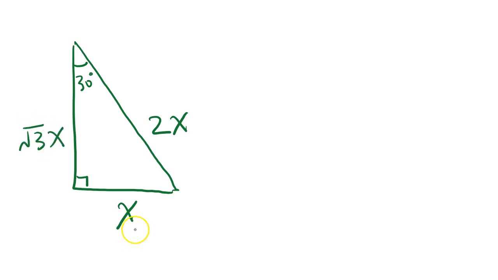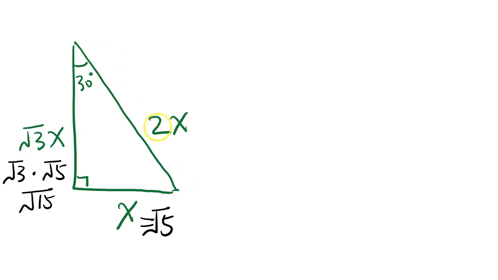So now let's try something very similar to the last problem. Let's say that we are given x is square root of 5. So what would this side be? Well, since x equals square root of 5, this side would be root 3 times root 5, and we can simplify a little bit, and it would be root 15. And this side would be 2 times square root of 5, which is just 2 root 5.